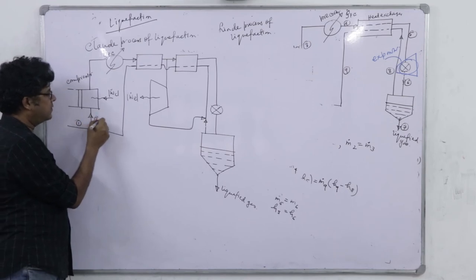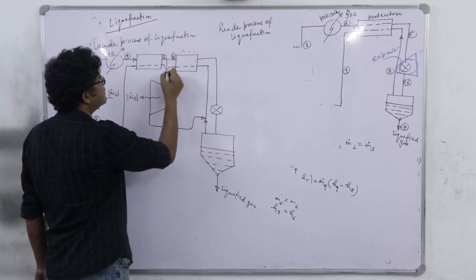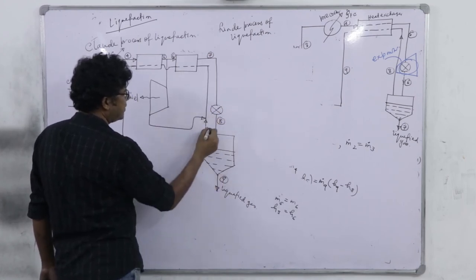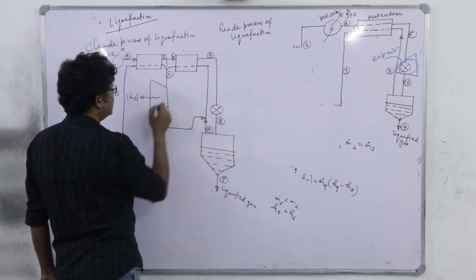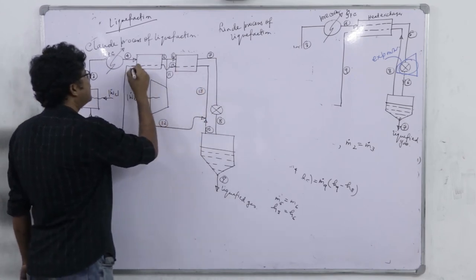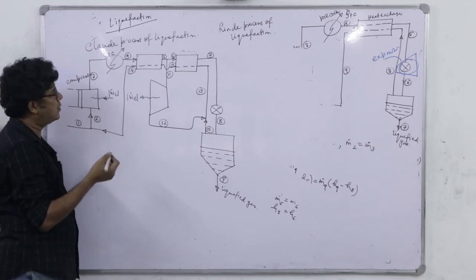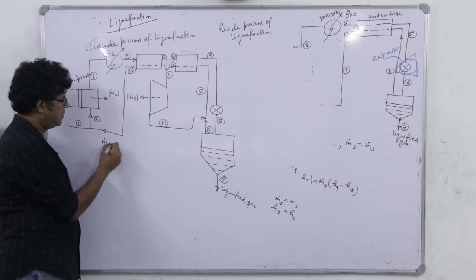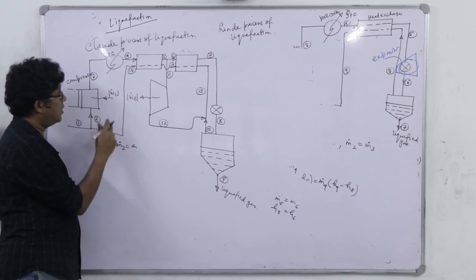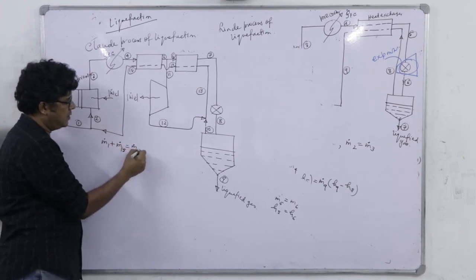So, this is 1, this is 2, 3, 4, then 5, here 6, 7, 8, 9, 10, 11, 12, 13, 14, 15, right, these are the points. So, what will be the mass and energy balance according to SFE? So, m dot 1 plus m dot 2, same as Linde, that is equal to, sorry, m dot this 15, not 2, it is 15, this stream is equal to m dot 2.